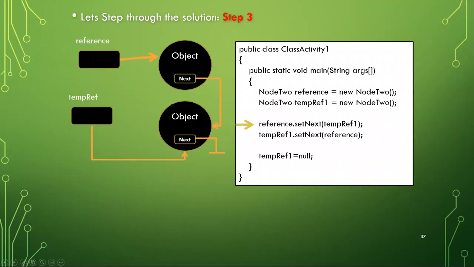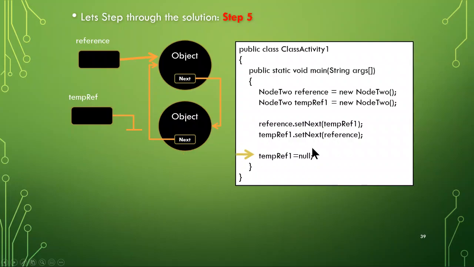Third line, reference dot, so reference, go here, dot, follow to where the arrow is currently pointing, dot set next, access to here, reference to what temp ref 1 is. This temp ref is pointing to this object, so this one will also point to the same object. Temp ref dot set next, so temp ref dot follow here, dot set next is the reference. Reference is currently pointing to this object, so next is taken and referenced up to here.